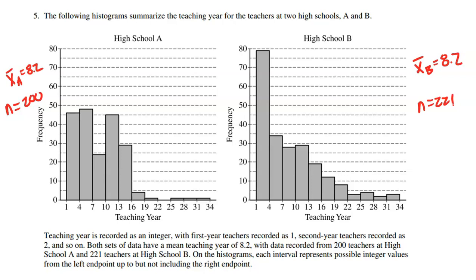On the histograms, each interval represents possible integer values from the left endpoint up to but not including the right endpoint. So for example, if we look at this interval right here, that interval would be for teachers that are 4 up to 7 but not equal to 7. So that specific interval or bin would be for any teacher who's in their 4th, 5th, or 6th year. Again, it can only be integers, so it can't even have 6.5. But if you are a teacher who is teaching year 7, you would therefore be in this next bin. That would be for 7, 8, and 9. All right, so let's dive into the 3 questions stemming from this particular problem.